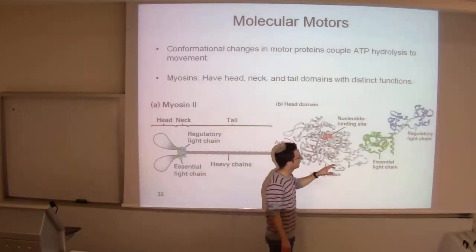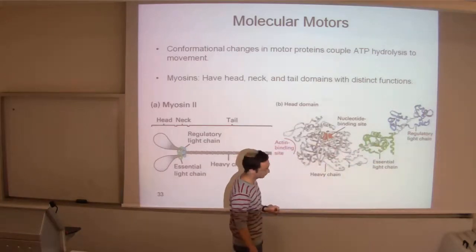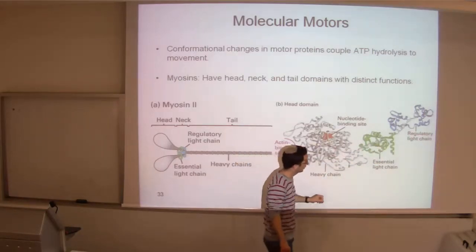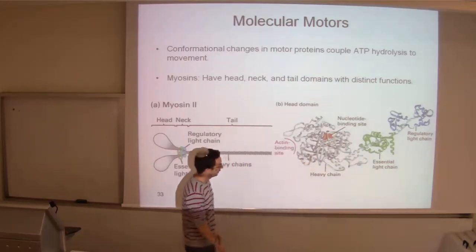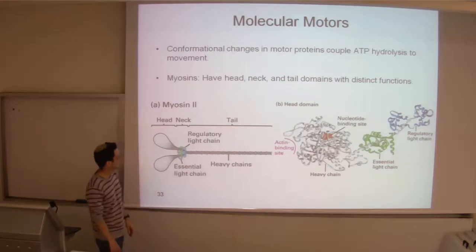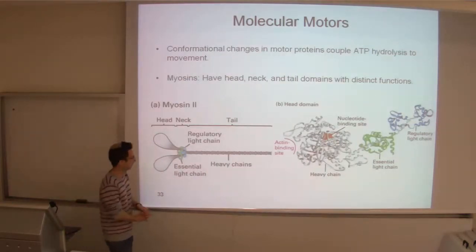And then on the neck domain, we will not go into the specific roles these two components play. You will usually find regulatory and essential light chains. These play a part in the conformational changes these proteins undergo.